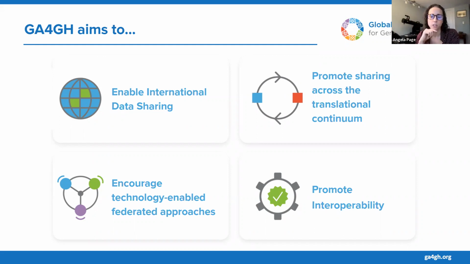And we promote sharing and interoperability across the translational continuum, meaning from the point of care or the research participant, we have standards and policies for that aspect, collecting consent and interacting with the participant, through to healthcare research and back into this global learning health system, which Jeremy will also talk more about later. But the idea is that GA4GH really is promoting sharing across that whole landscape.